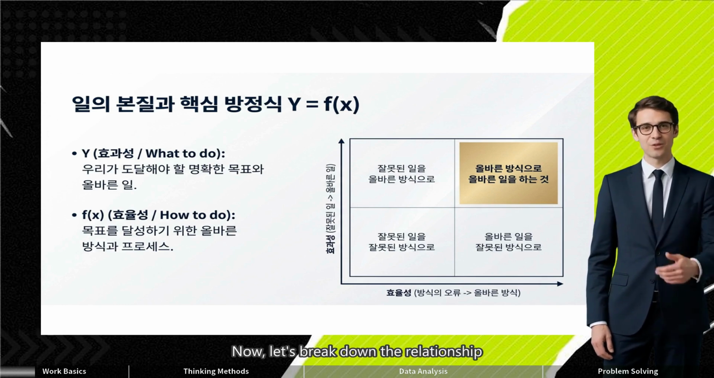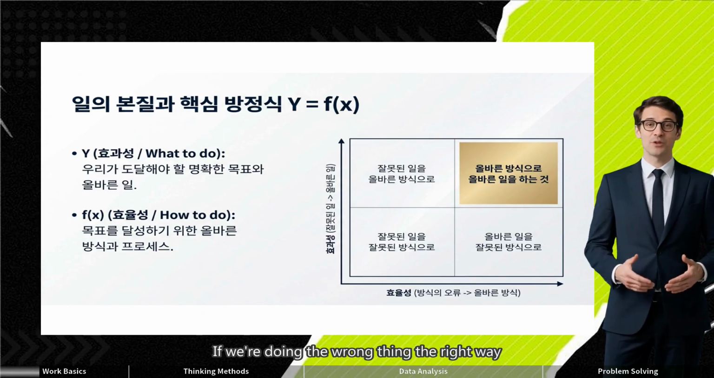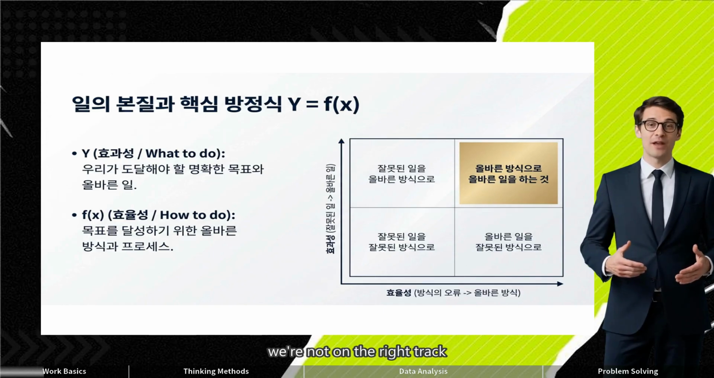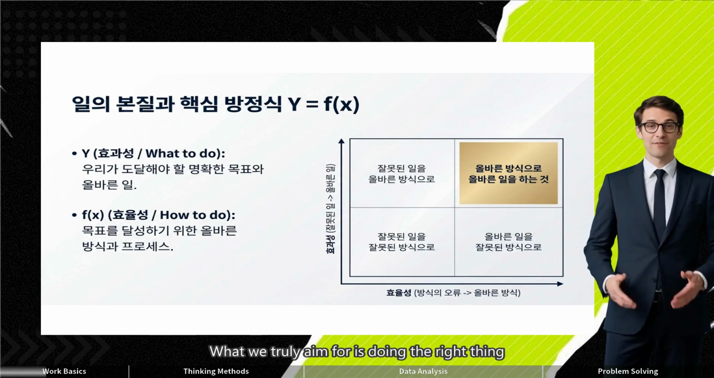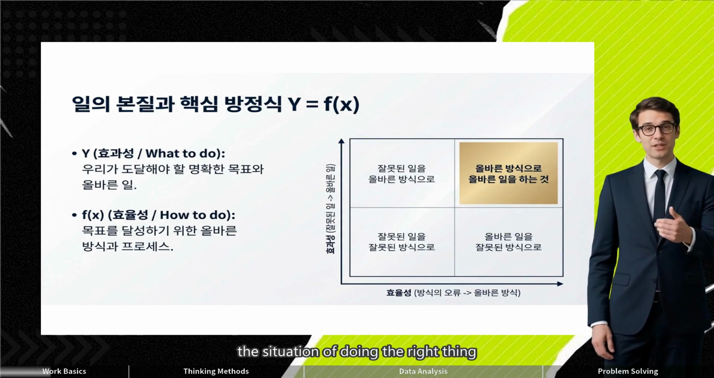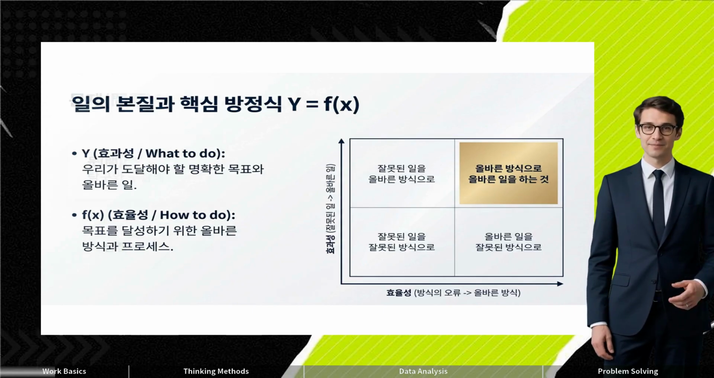Now, let's break down the relationship between effectiveness and efficiency. If we're doing the wrong thing the right way, or the wrong thing the wrong way, we're not on the right track. What we truly aim for is doing the right thing the right way, though we might also face the situation of doing the right thing the wrong way, which we need to correct.